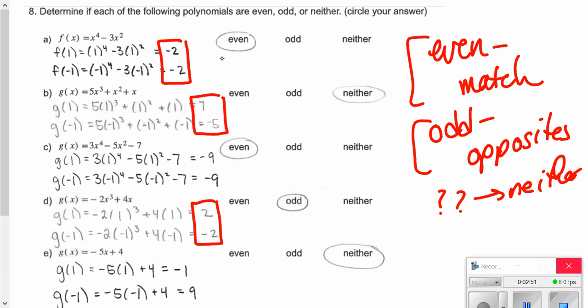Remember that even means you have symmetry across the y-axis. So the graph on this side and the graph on this side could fold in half, and the 2 parts would match. Odd means that you have rotational symmetry. So a branch over here would match with a branch over here if you rotated on that little button that's at 0, 0 and spun it around like a spinner in a game.